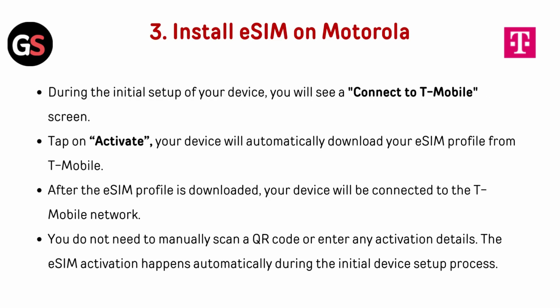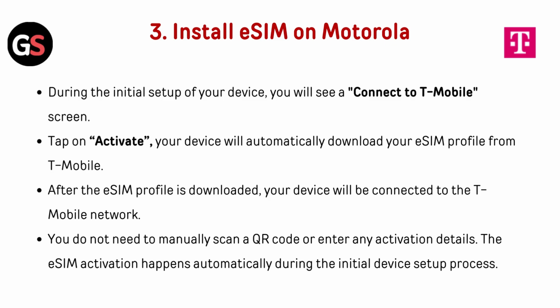Install eSIM on Motorola. During the initial setup of your device, you will see a Connect to T-Mobile screen. Tap on Activate. Your device will automatically download your eSIM profile from T-Mobile. After the eSIM profile is downloaded, your device will be connected to the T-Mobile network.